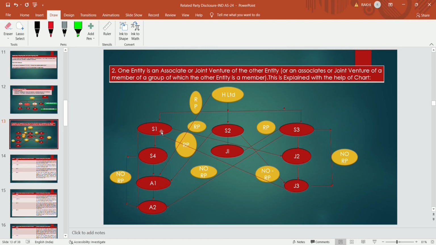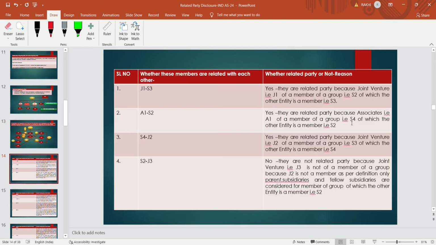Because S4 is the member of the group. S4 is the subsidiary, and the member definition of the same group means the parent, the subsidiary and the fellow subsidiary. And S4 is the member of that group of which the A1 is the associate. So in this definition, associate of the member of the group of which the other entity is also the member, and S2 is also the member of that entity. So they are related party. Yes, they are related party because associate, that is A1, of the member of the group S4, of which the other entity is also the member, that is S.